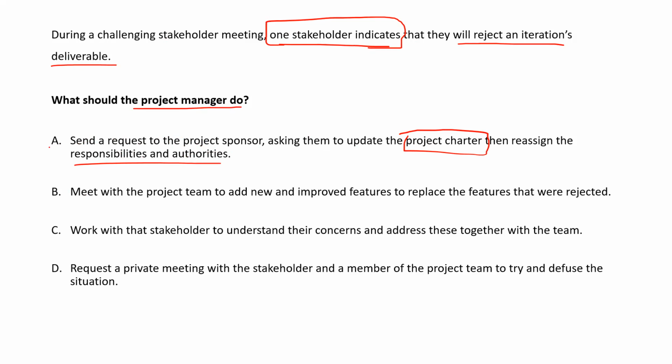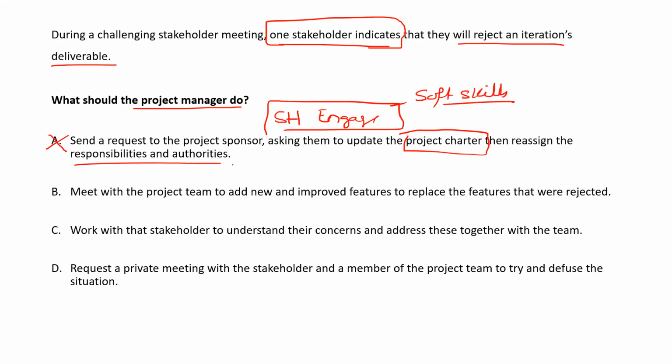We have to message voice. It's not the right thing. You cannot ask someone to change the responsibilities. It means you don't have the ability to engage the stakeholder. And for stakeholder engagement, you have to use as many soft skills as you can to keep them engaged in the project.